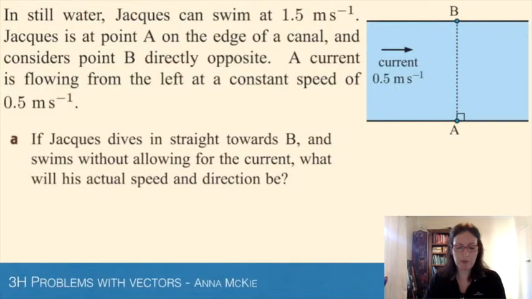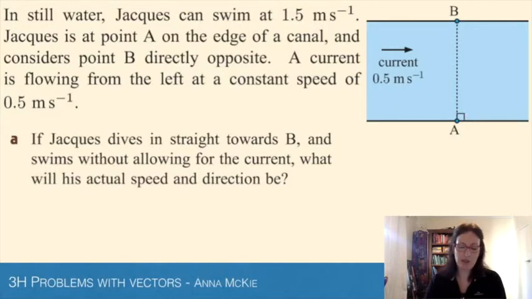Okay, doing one example here. In still water, Jacques can swim 1.5 metres per second. Jacques is at point A, at the edge of a canal, and considers point B directly opposite. A current is flowing from the left at a constant speed of 0.5 metres per second. So we've got two parts of this. The first part is if Jacques dives in straight towards B and swims without allowing for the current, what will his actual speed and the direction be?